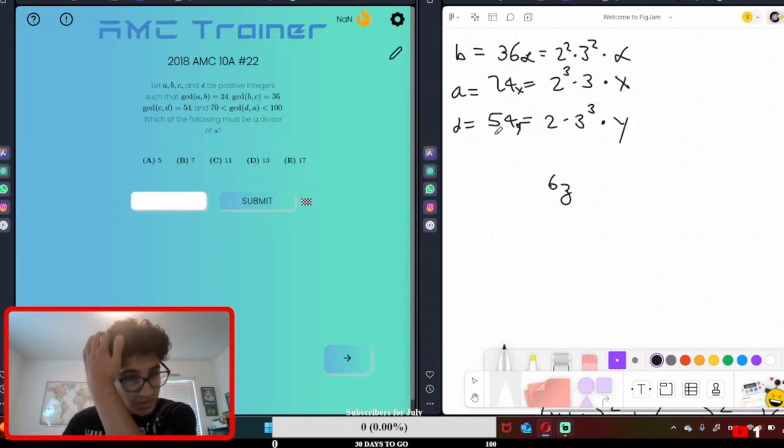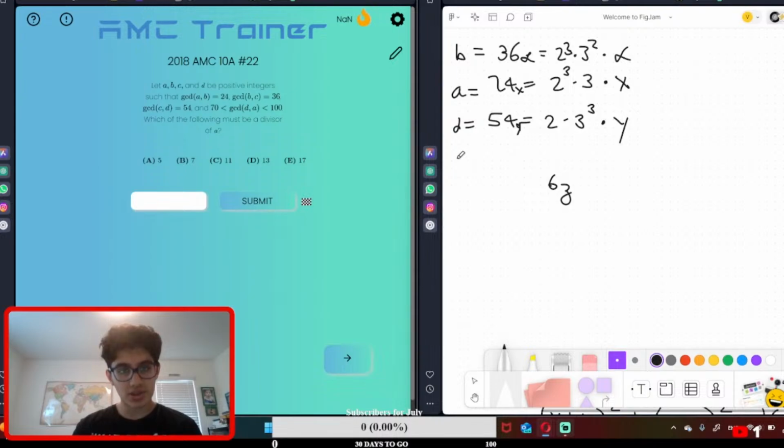Okay, and let's do the same thing with c. Well, c will just be the same thing then, right? Well, actually, b also has a cube in it. Obviously, we know that much, since 24 is the greatest common divisor of a and b.